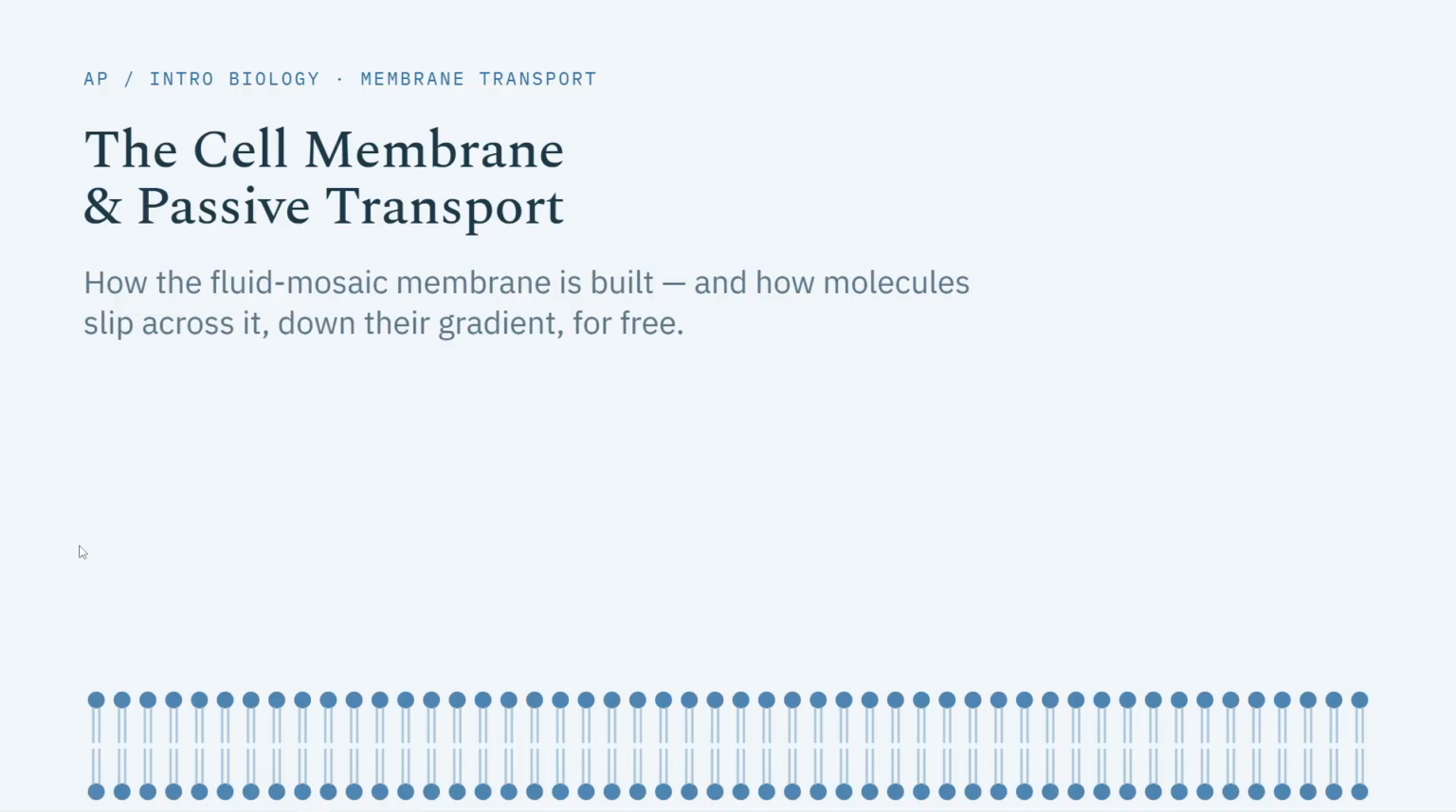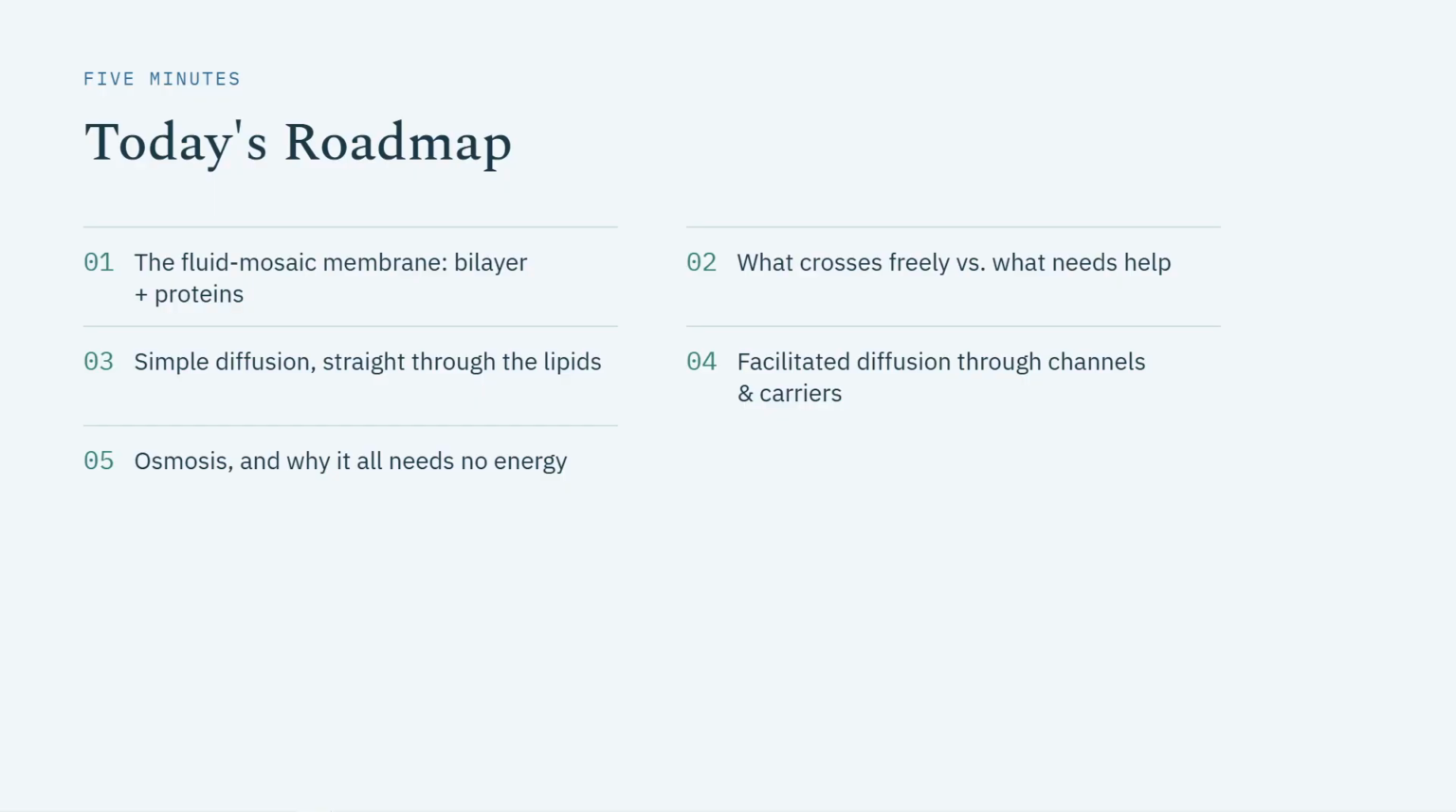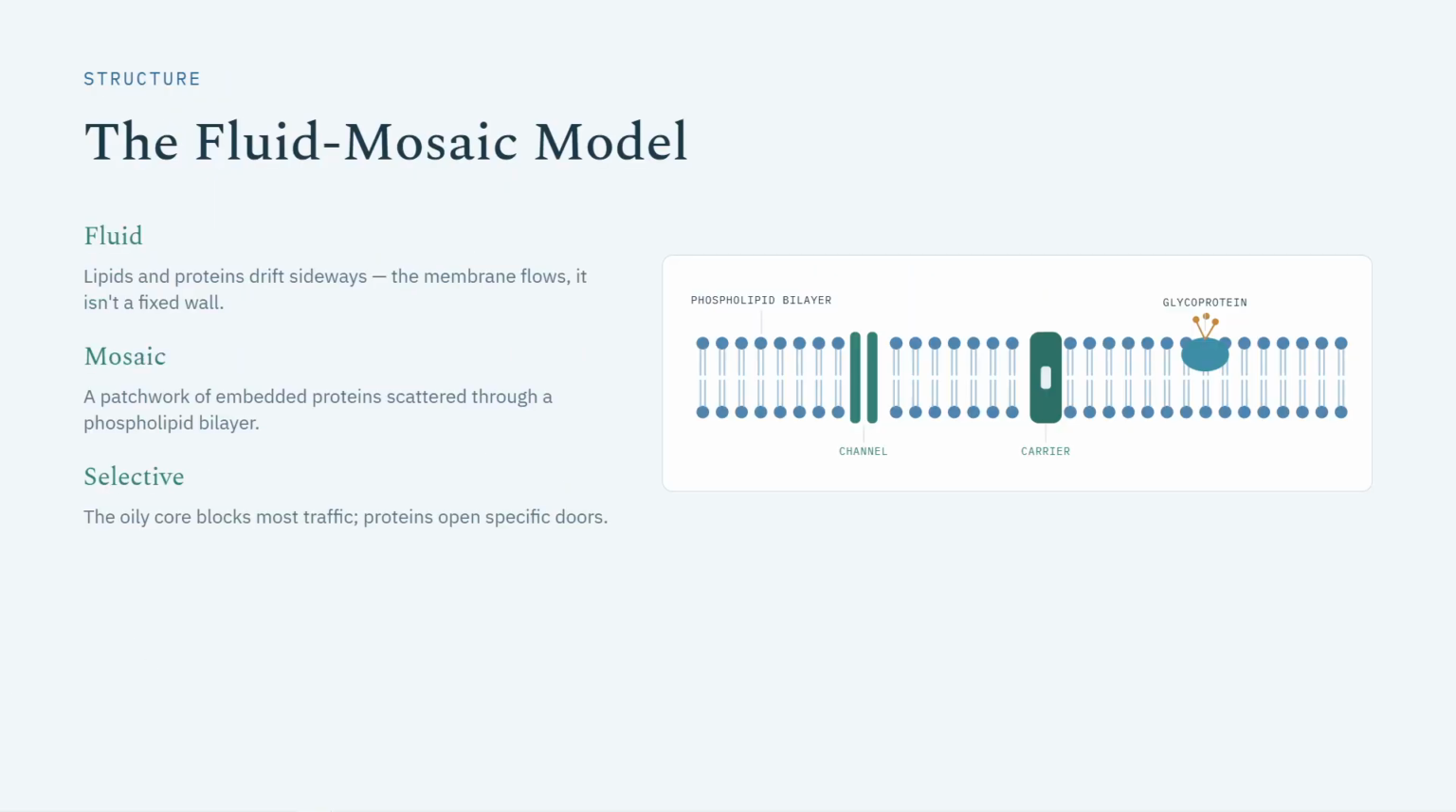cell lifting a finger. Quick roadmap. First, the structure, the famous fluid-mosaic model. Then we'll sort out what slips across on its own versus what needs a helping hand. And then the 3 ways things move passively. Simple diffusion, facilitated diffusion, and osmosis. Stick around to the end for one idea that ties all this together.